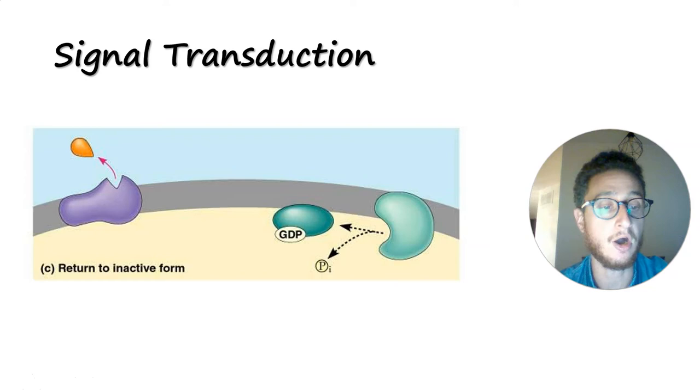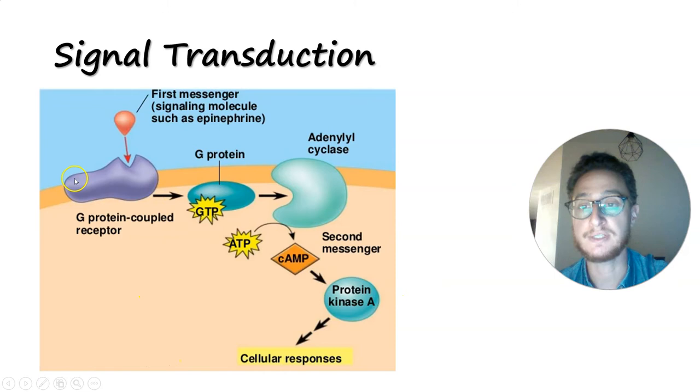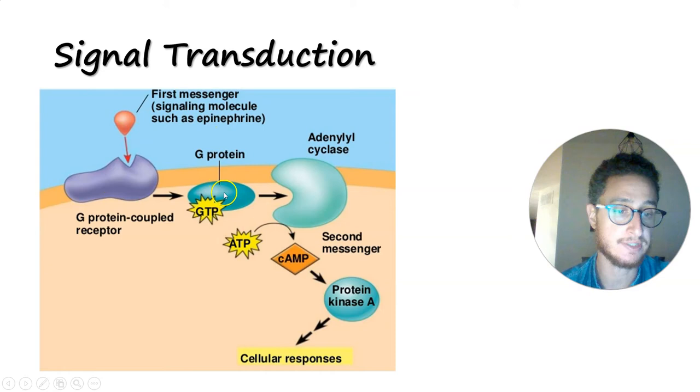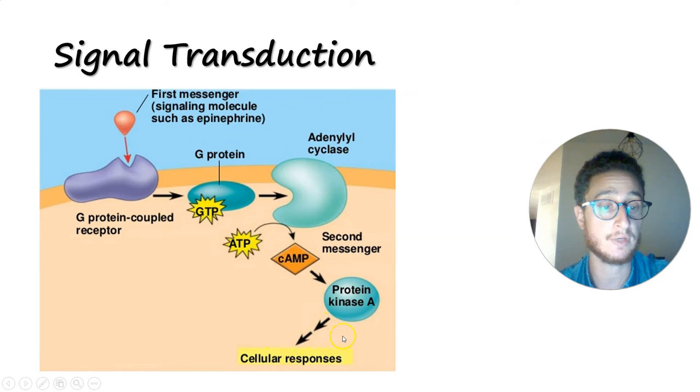And so here's that whole process diagrammed out in a little bit more detail. You've got a hormone like epinephrine, right? This is adrenaline linking into your G protein receptor. G protein is now active, goes through this whole signaling cascade, which ultimately creates some specific cellular response. And so there it is.